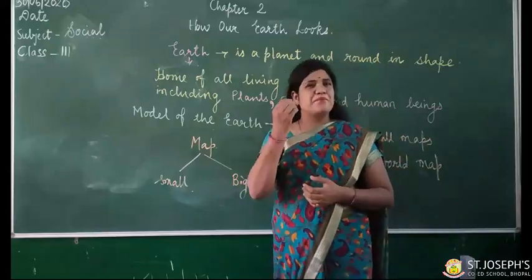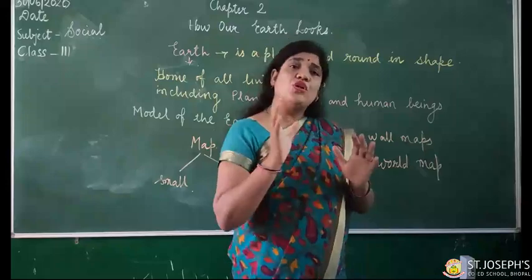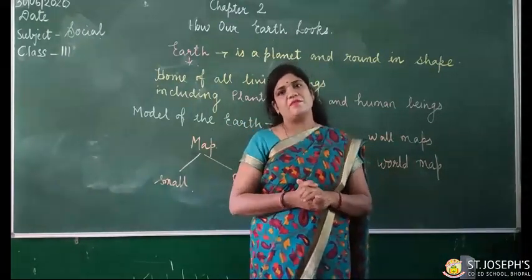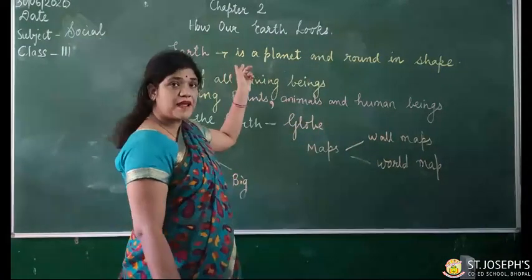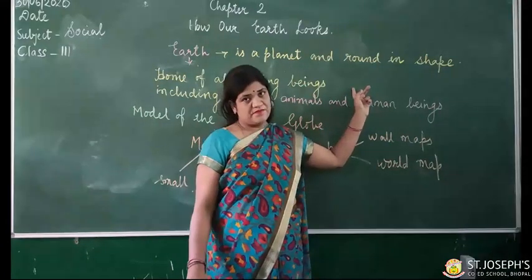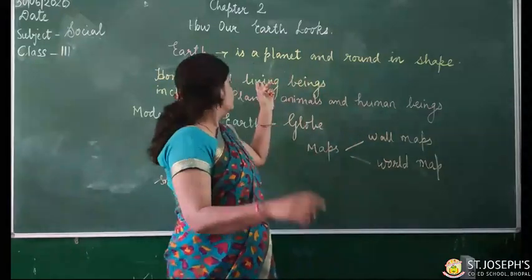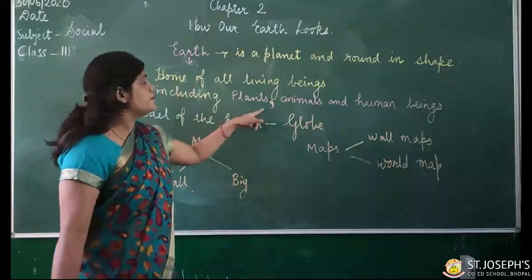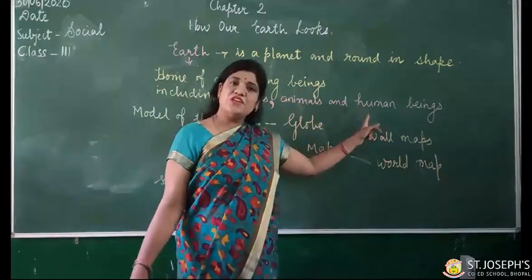Now, children, just a brief introduction of Earth first, then we'll start our chapter. As you all know, what is the Earth? In our previous chapter, we have read about Earth. Earth is a planet, as you can see I have written on the blackboard. Earth is a planet and is round in shape. And one more thing: Earth is the home of all living beings, including plants, animals, and human beings.